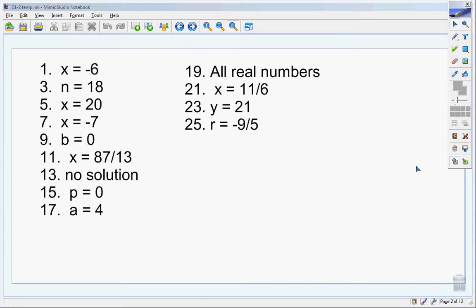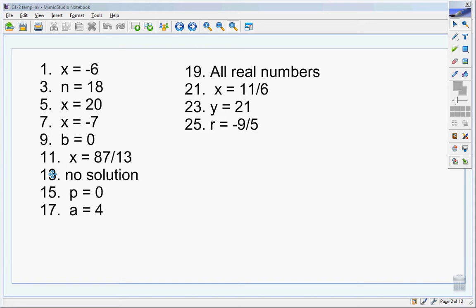I do want to talk just briefly about number 9 and number 15. In all my years of teaching, I don't know what it is, but people somehow don't want to see 0 as an answer. And I've seen a lot of people on 9 and 15 write no solution. But here's my question for you. Is 0 a number? Yes. If 0 is a number, why can't it be my answer?